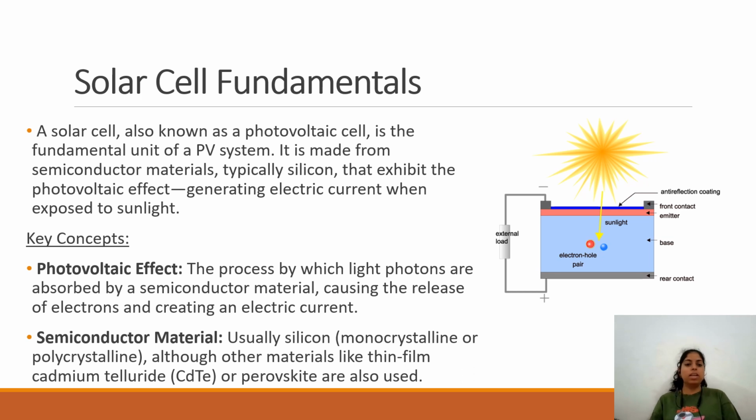So we look at the key concept, the photovoltaic effect, the process by which light photons are absorbed by the semiconductor material, causing the release of electrons and creating an electric current. Semiconducting material, usually silicon, monocrystalline, or polycrystalline, although other materials like thin film, cadmium, are also used.